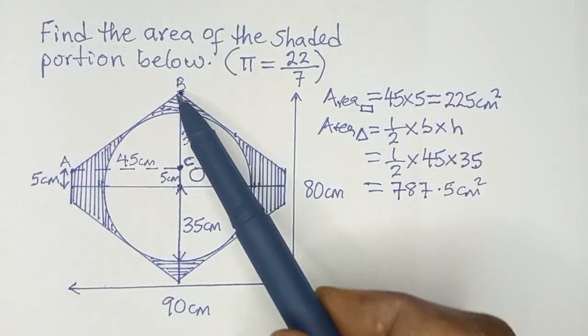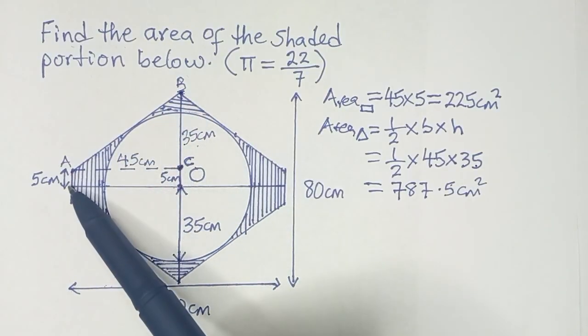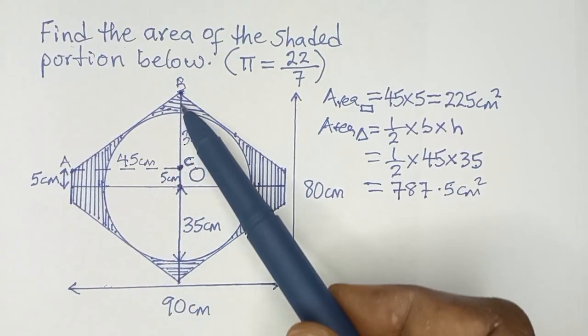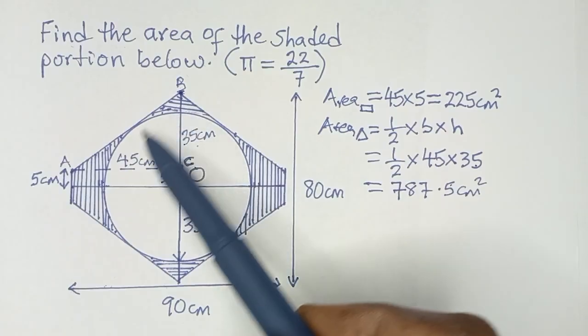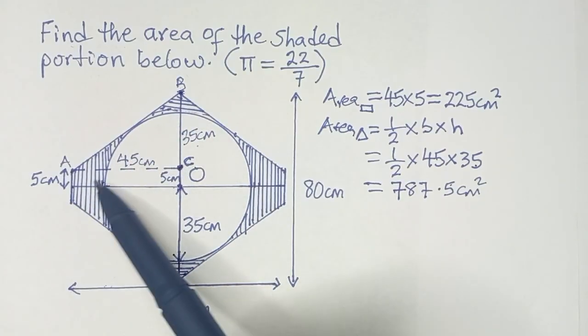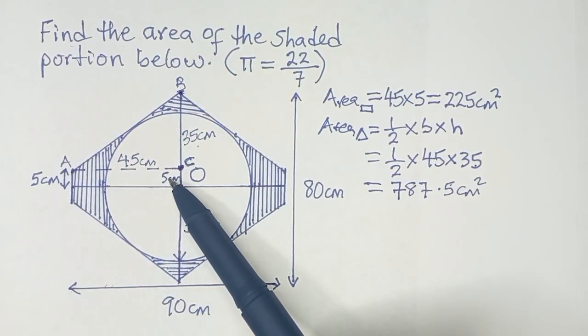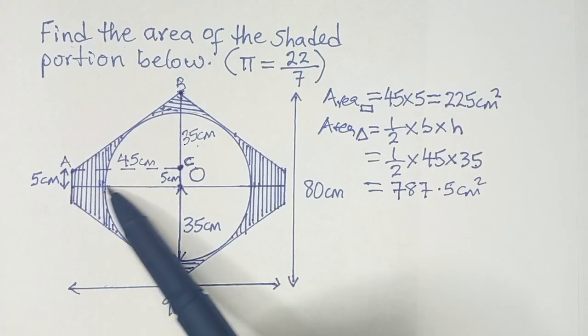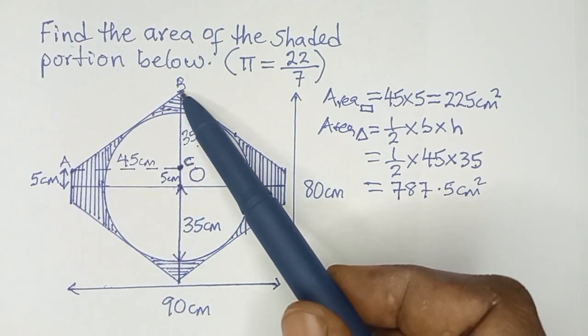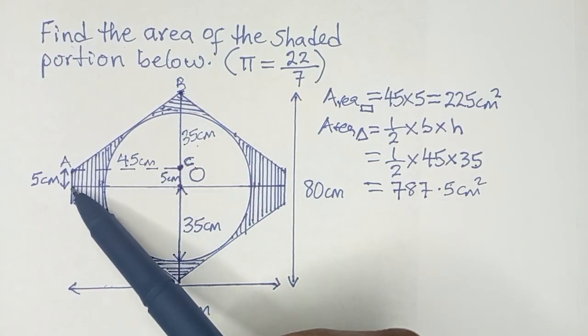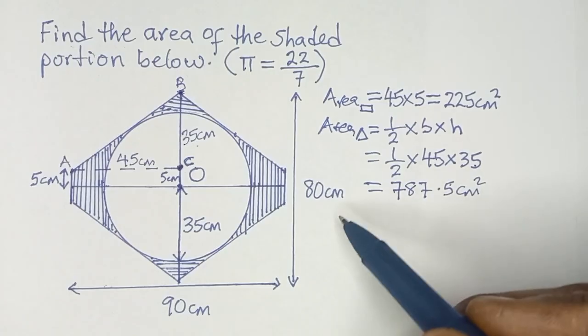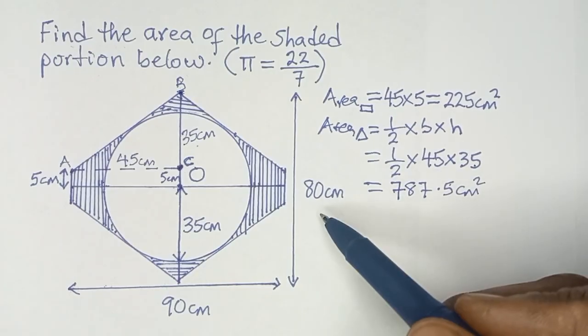Now, the total area of this portion will be this triangle that we have obtained added to the rectangle that we obtained initially. That will give us the total area of this portion, the triangle and the rectangle. So I'll now say total area.